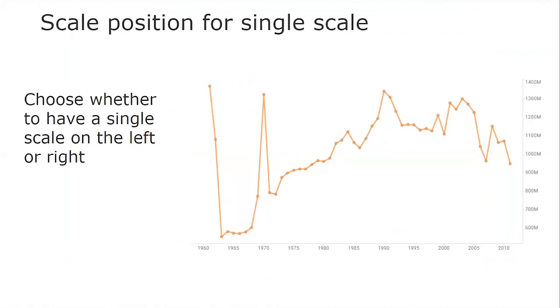Another feature that we've added, which is kind of related to the scales here, is to select the scale position for single scales. So you can choose whether to have the single scale on the left or the right. Sometimes, for example, when you're looking at time series data, it makes sense to have the scale on the right hand side, as you see in the screenshot here, because perhaps it's the latest values that are the most important and you want to be able to have that more close to the scale.